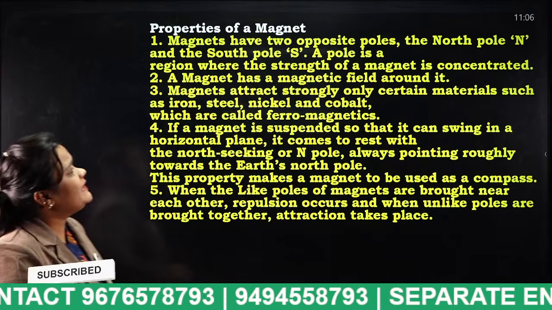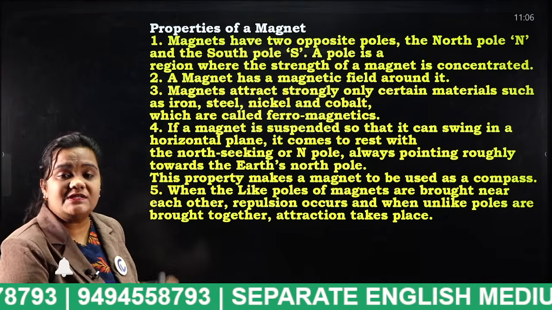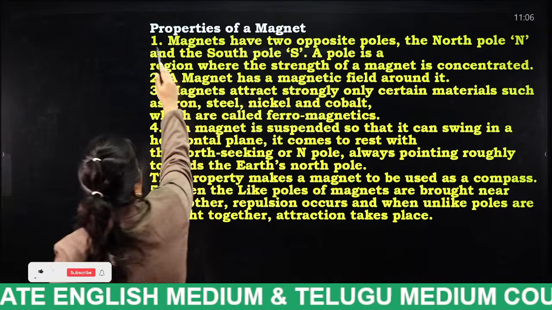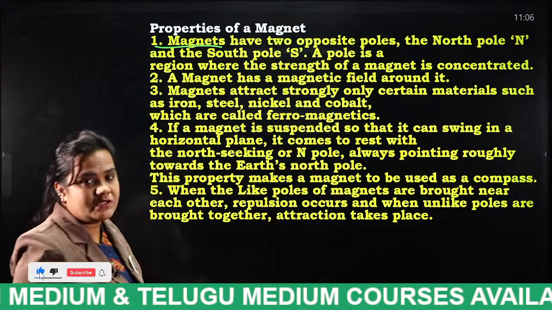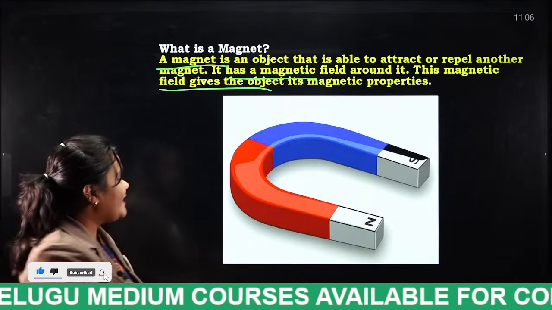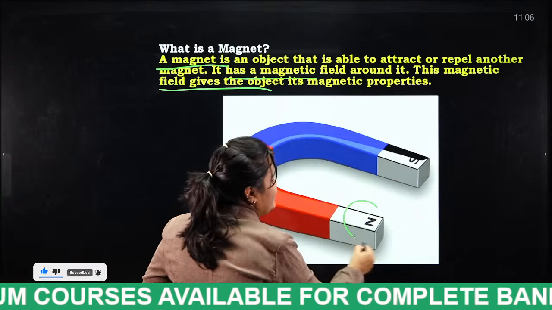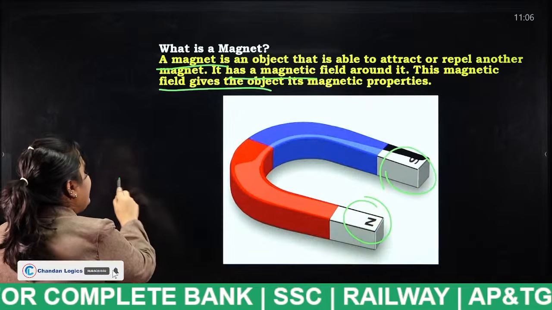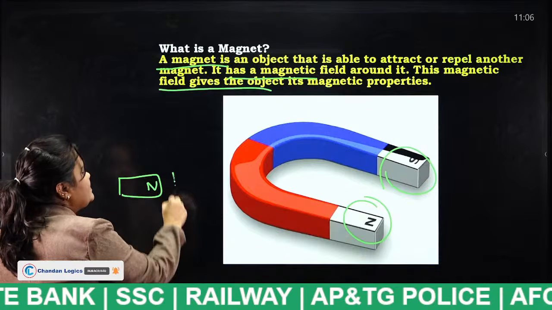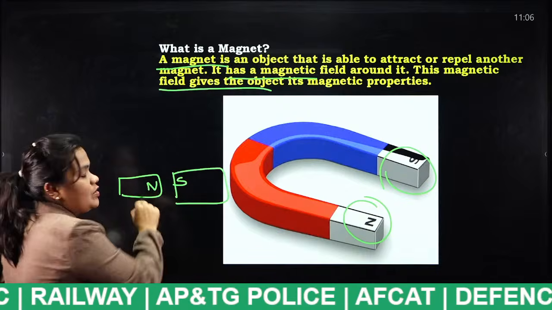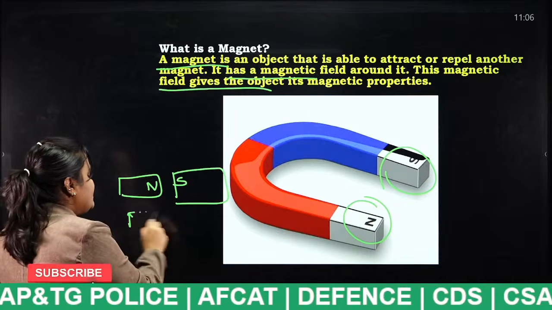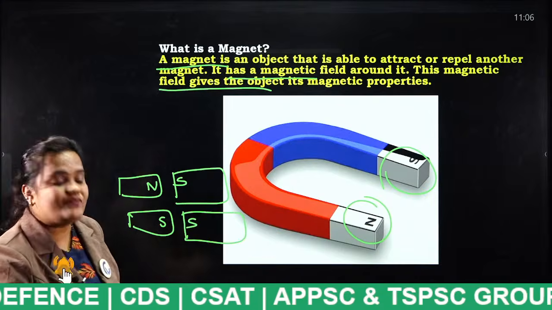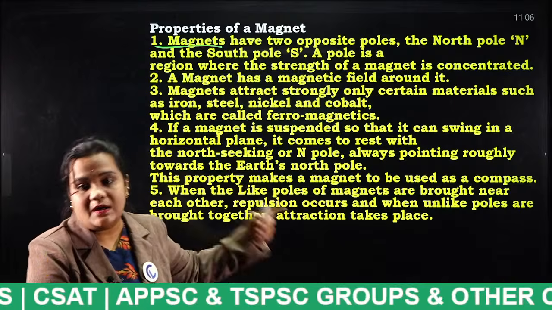Next, what are the properties of a magnet actually? This is also a very important concept. A magnet has two opposite poles, as we all know: one is the north pole and one is the south pole. Unlike poles attract, like north and south poles attract, but like poles repel. That means there is no attraction between like poles. That is one of the properties of a magnet.